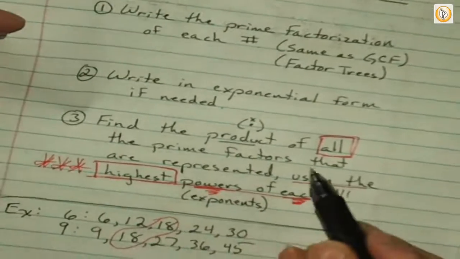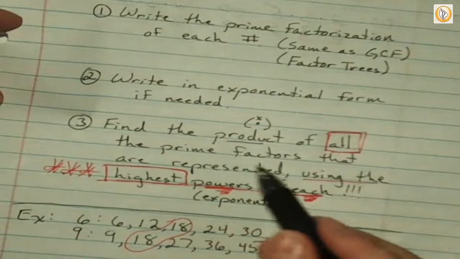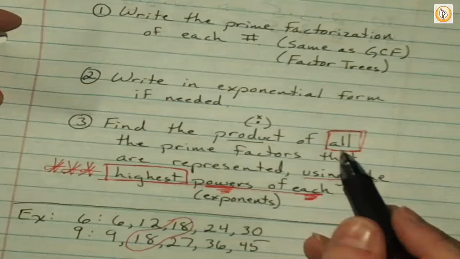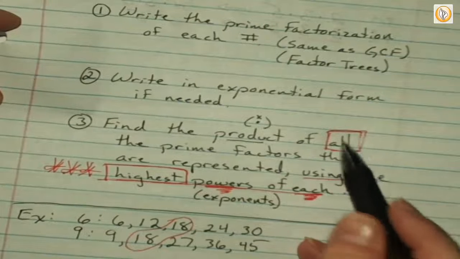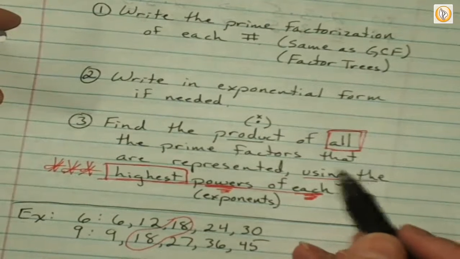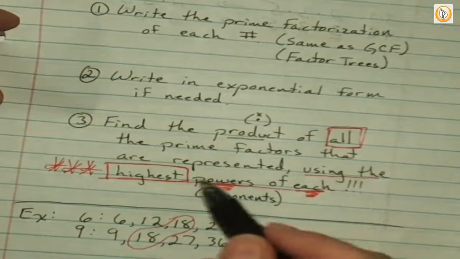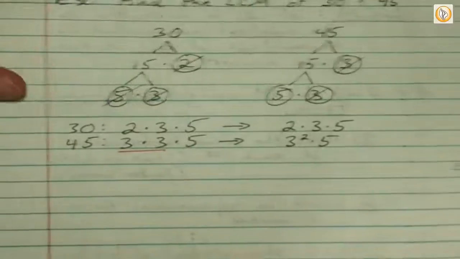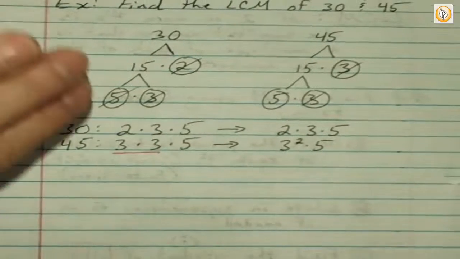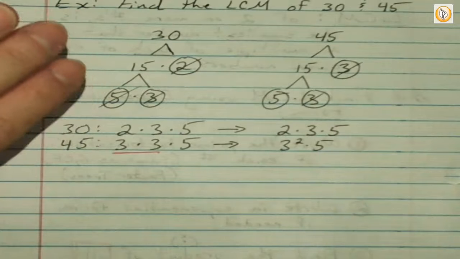Step 3 says find the product of all the prime factors. That's different from greatest common factor where we only did pairs. Now we're dealing with all that are represented using the highest powers of each. So it says all.